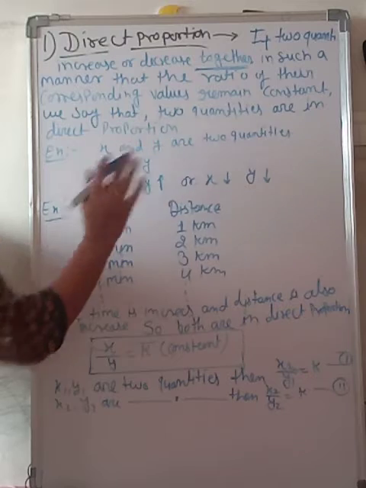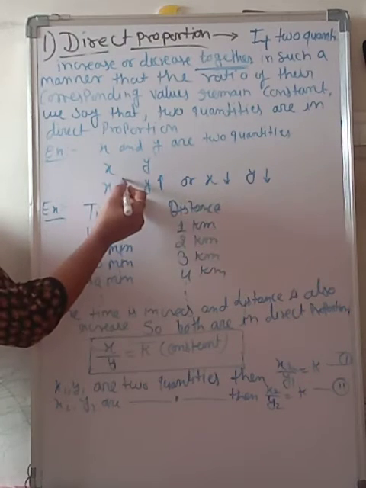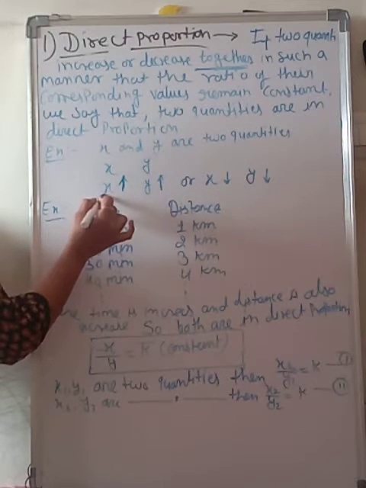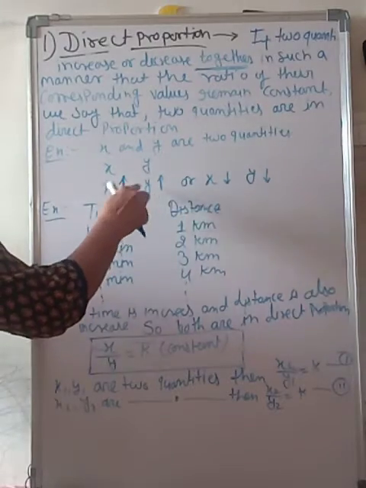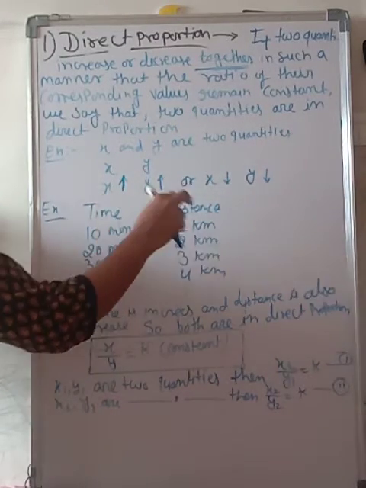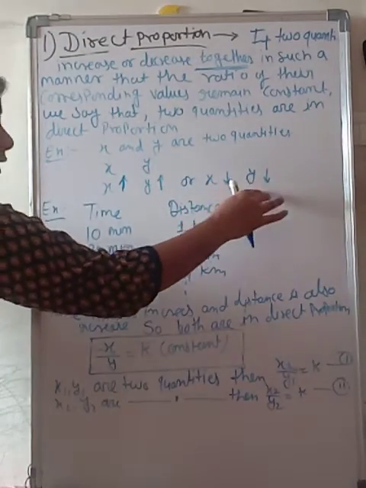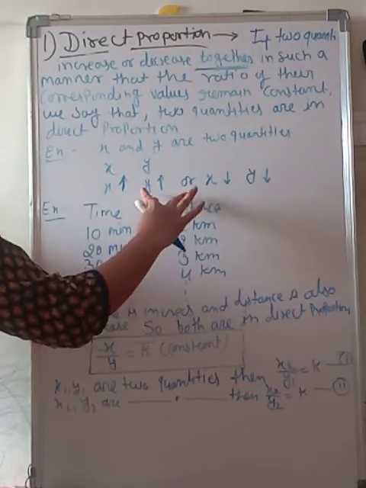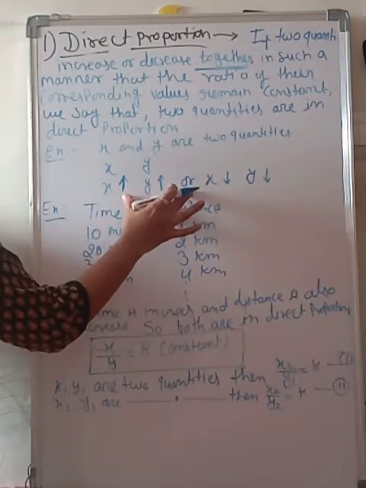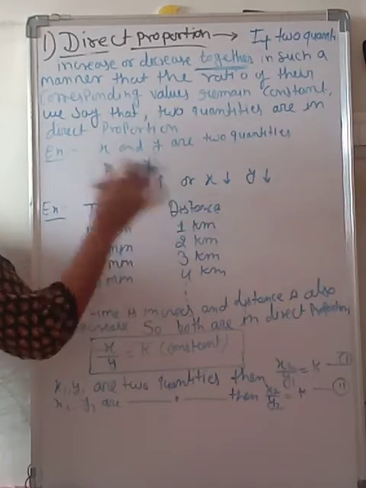Here we give an example. Suppose x and y are the two quantities. If x is increased, then y always increases together. Or if x is decreased, then y always decreases. This type of proportion is called a direct proportion.